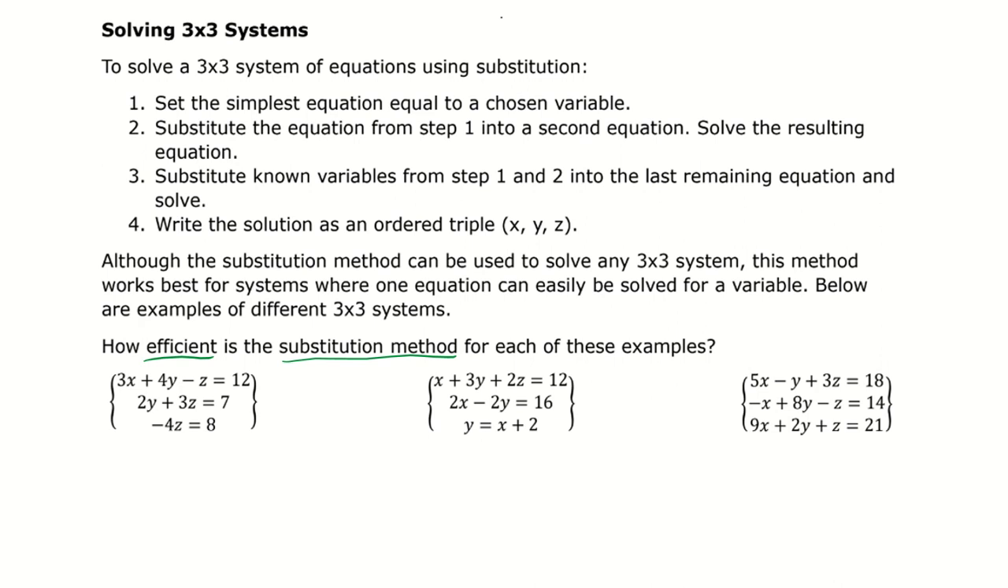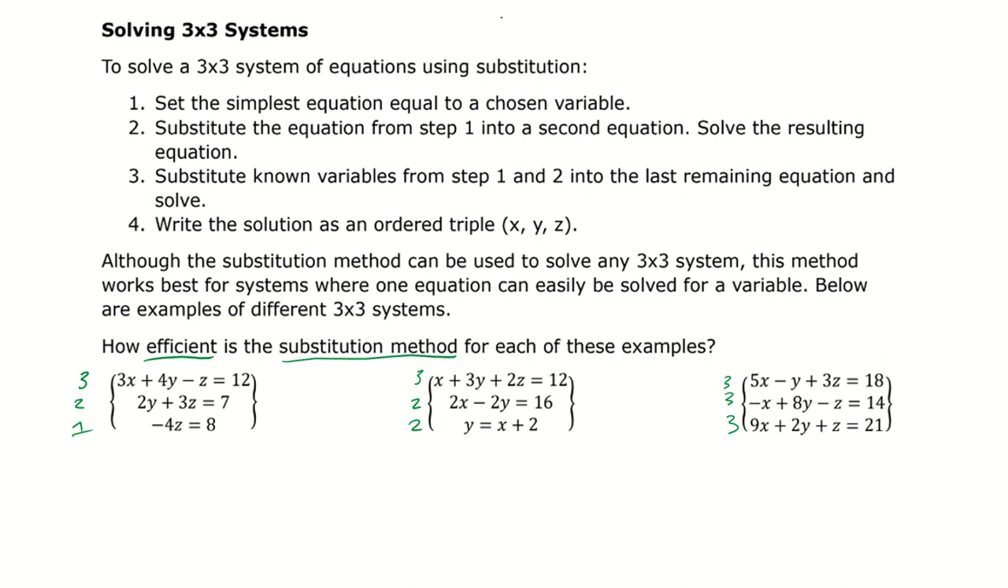You notice that the first system has 3 variables on the top, 2 variables on the middle, and then 1 variable on that last equation for this left side. In the middle, we have 3 variables, 2 variables, and then 2 variables. And then the last one has 3 variables on all of them. So how efficient is the substitution method in these examples?